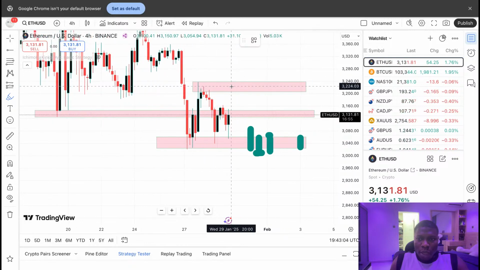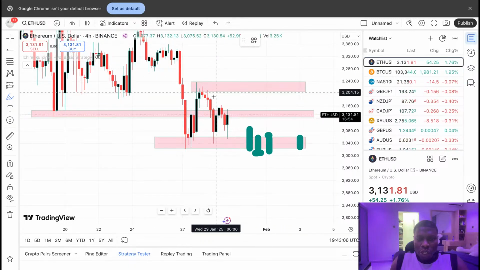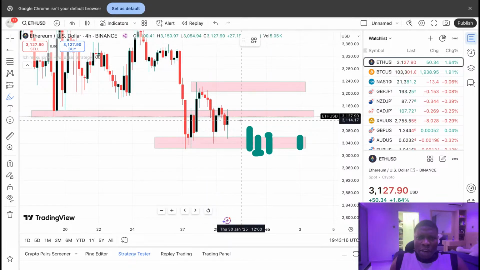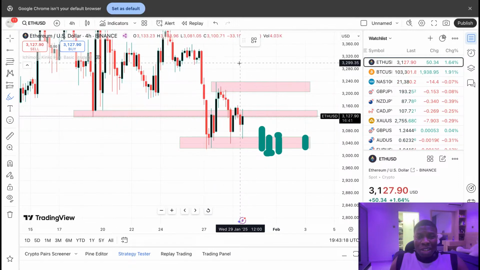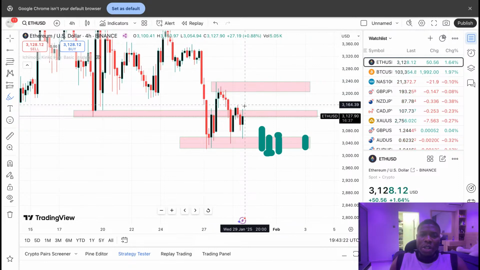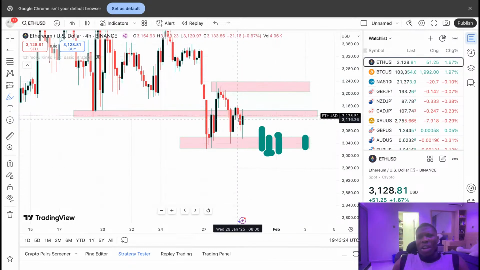For the meantime on this Ethereum, we are going to range inside this zone. The reason the news didn't play a major part today is because many markets are in their ranging zone, so they are not trending. The market is not so bullish or bearish. That's why the news didn't have much impact on today's market.